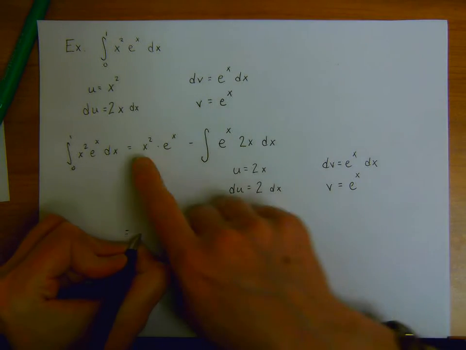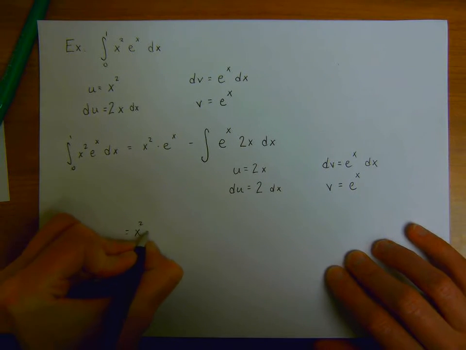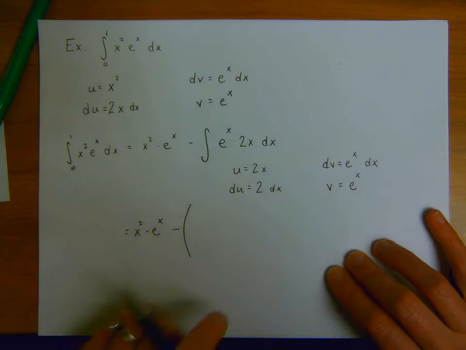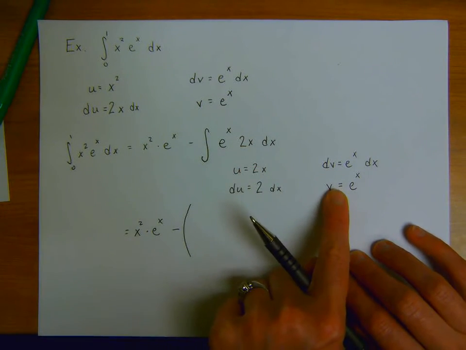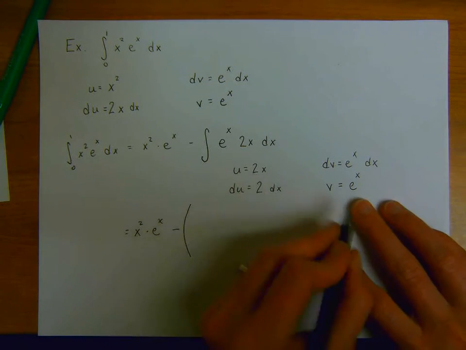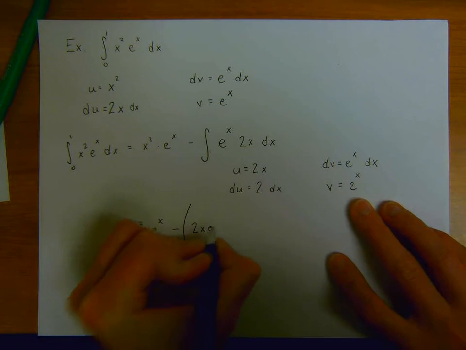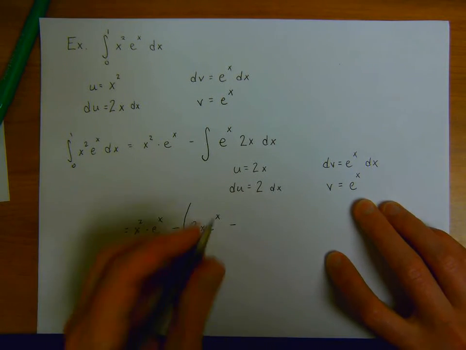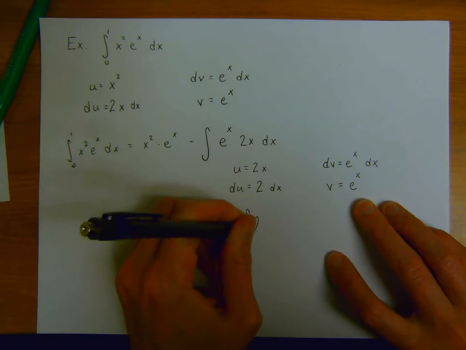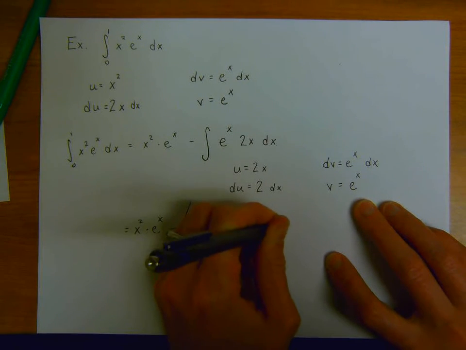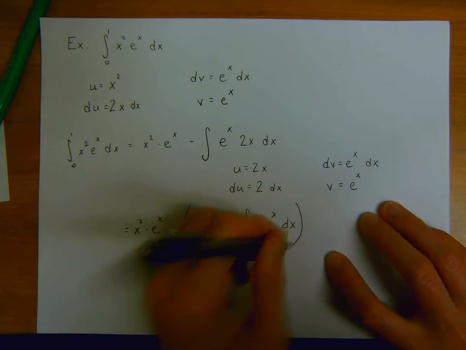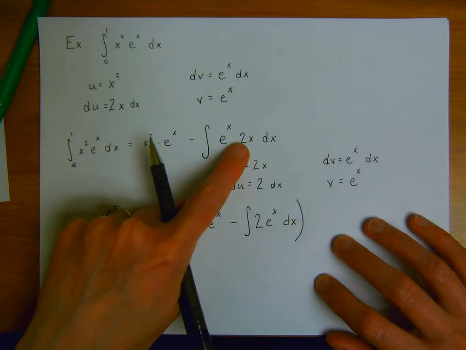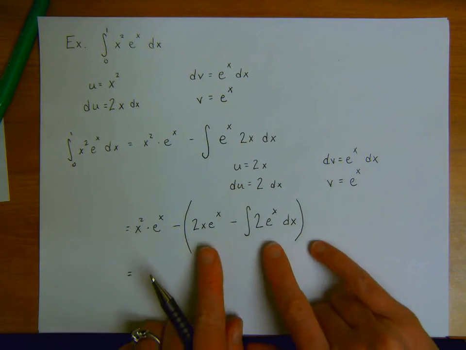So rewriting, we still have the x squared times e to the x out front. And now we're subtracting this whole thing, uv minus the integral of v du. So what's uv is 2x e to the x, minus the integral of v du, which in this case is a nice thing to integrate: 2 e to the x dx. So we did integration by parts once, it got a little simpler. We did integration by parts again, it got even more simple.